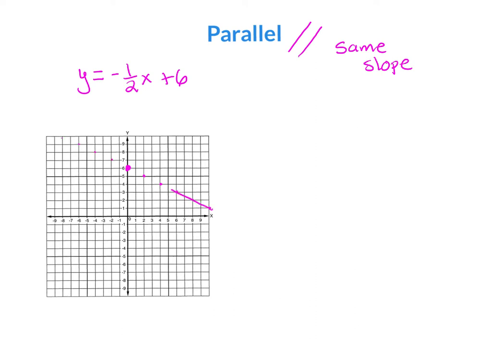And draw the line. Okay, so here's the scenario. I want an equation and graph of a line that is parallel to that, but my new line goes through the point -4, 2.